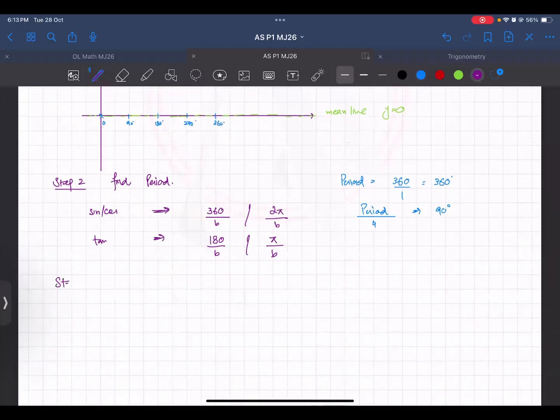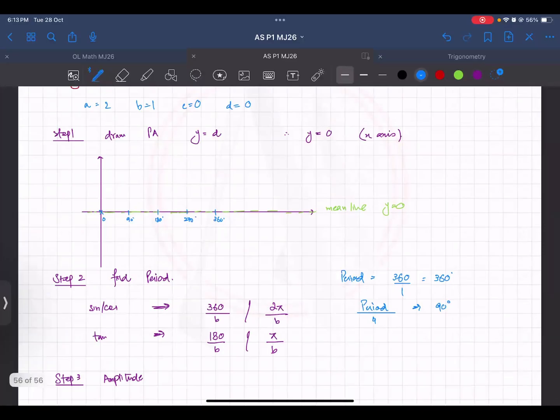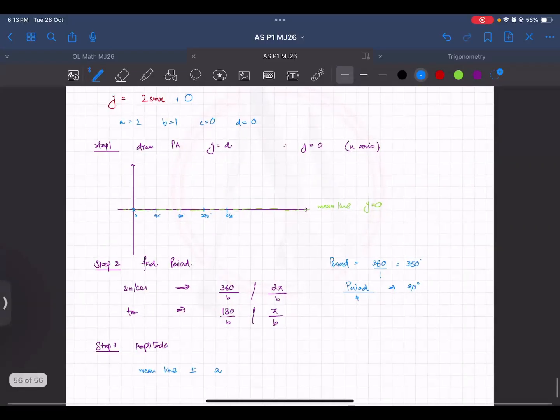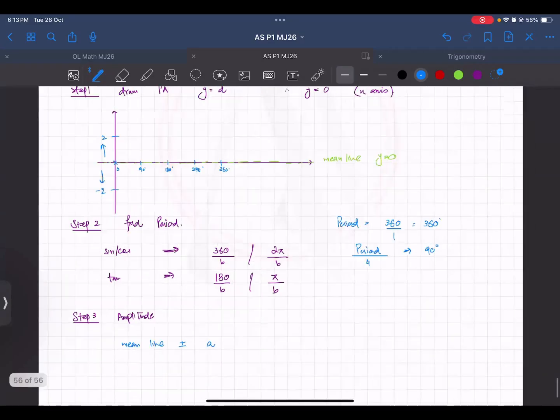Third step, amplitude. We can see your amplitude is right now 2. So amplitude is from the mean line plus minus a. If you do plus a, you will get the maximum. If you do minus a, you will get the minimum. So the mean line is 0. So 0 plus 2 will be your maximum, and 0 minus 2 will be your minimum. This is your amplitude.